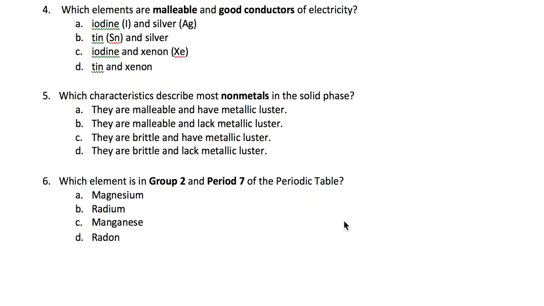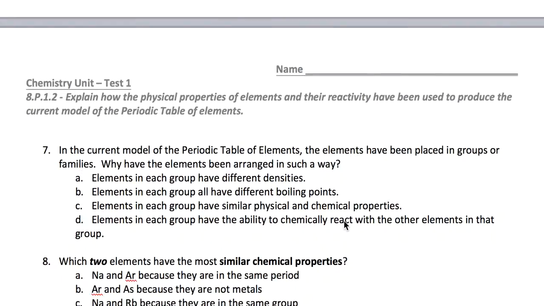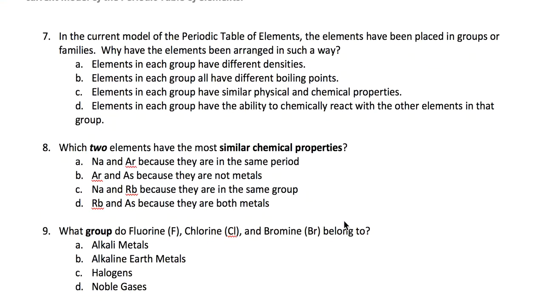Question 6. Which element is in group 2 and period 7 of the periodic table? A. Magnesium. B. Radium. C. Manganese. D. Radon. Question 7. In the current model of the periodic table of elements, the elements have been placed in groups or families. Why have the elements been arranged in such a way?